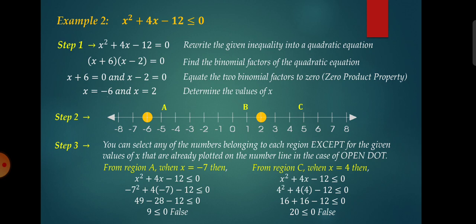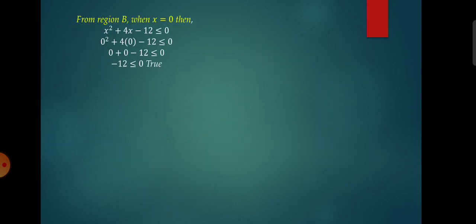It is false. Is 20 equal to 0? It is also false. So therefore, wala sa region A, wala sa region C. So possibly ang possible solution nasa region B. Check. So from region B, when x is 0, ang gipili.